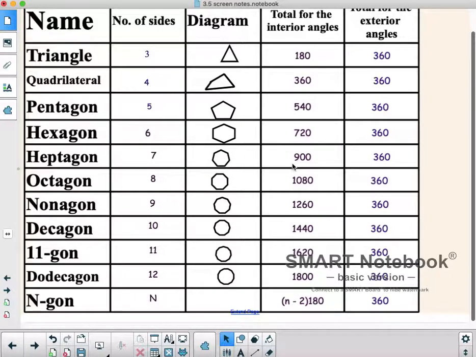The exterior angles, the angles that go around the outside of a figure, notice that those are the same no matter how many sides your polygon has. And that's because exterior angles go around the outside of a figure. So if you draw a circle around the outside of a figure, a circle's 360 degrees. So to go around the outside of a figure, you're going to make a circle and it's always going to be 360 degrees no matter what.